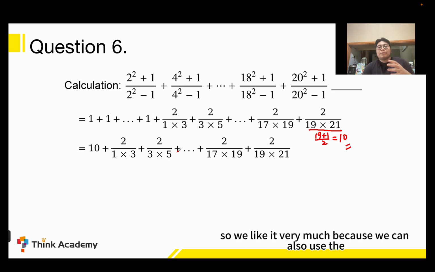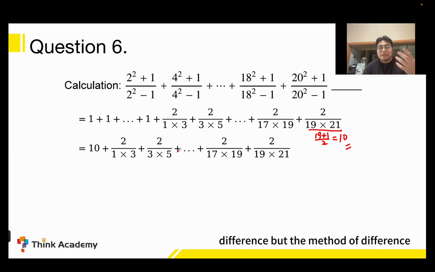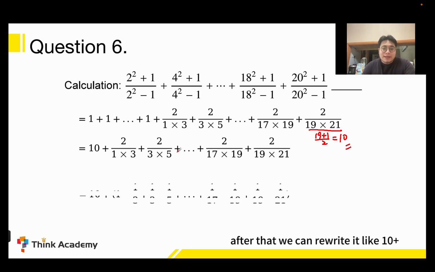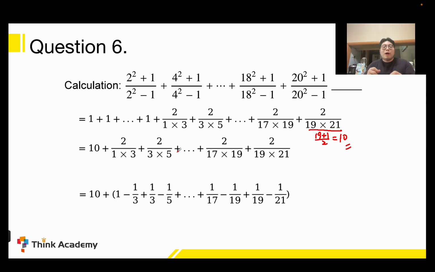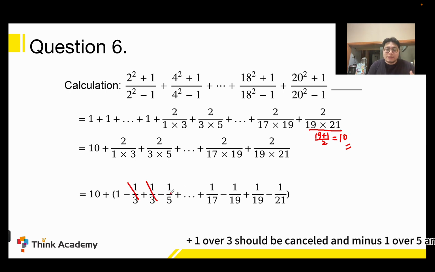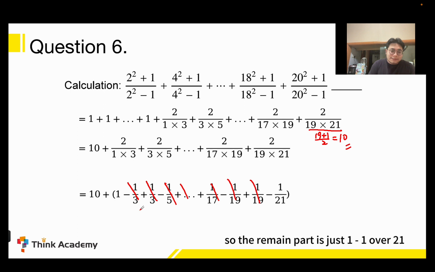So we like it very much because we can use the method of difference to separate this kind of fraction. And after that, we can rewrite it like 10 plus, using a bracket, 1 minus 1 over 3 plus 1 over 3 minus 1 over 5 plus and so on, plus 1 over 17 minus 1 over 19 plus 1 over 19 minus 1 over 21. So you see, minus 1 over 3 plus 1 over 3 cancel, and minus 1 over 5 and later plus 1 over 5 cancel, and all the things cancel. So the remaining part is just 1 minus 1 over 21.